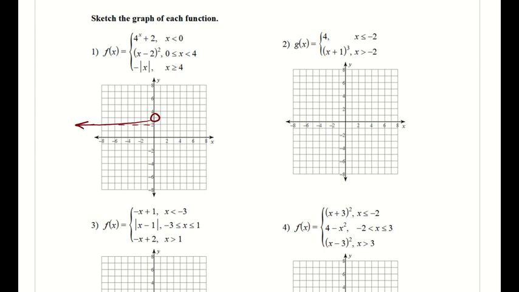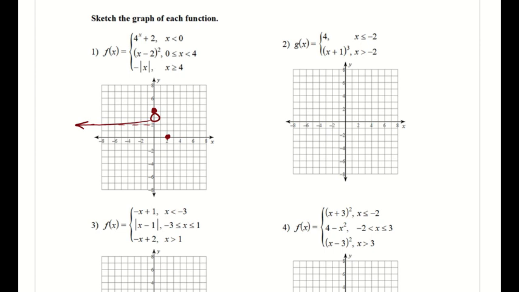Now, between 0 and 4, we have x minus 2 squared, so we substitute 0 in, and we end up with 0 minus 2 is negative 2. Squared is 4. So we have a closed circle at 0, 4. This is going to be a parabola with a 0 at 2 because the minus 2 is in the argument, so it's going to be shifted to the right 2.